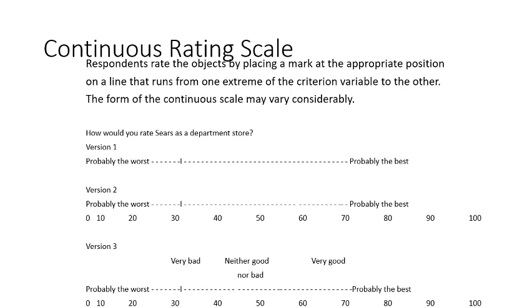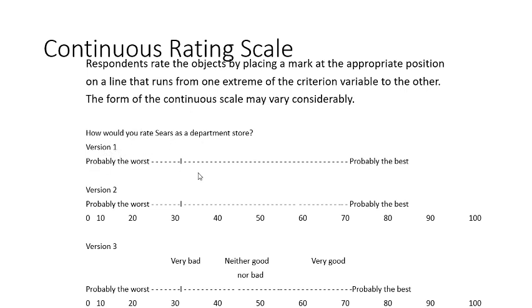I'm going back, and we will be starting from the continuous rating scale. Respondents rate the object by placing a mark at the appropriate position on a line that runs from one extreme of the criterion variable to the other. The form of the continuous scale may vary considerably. Let's suppose we are coming here. This is what a continuous rating scale is.